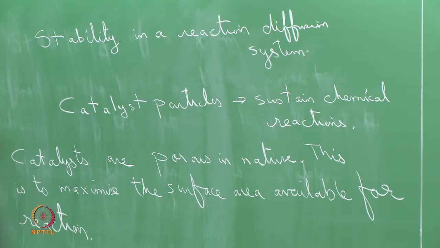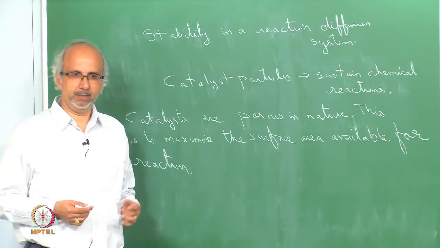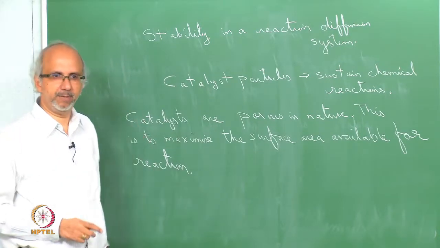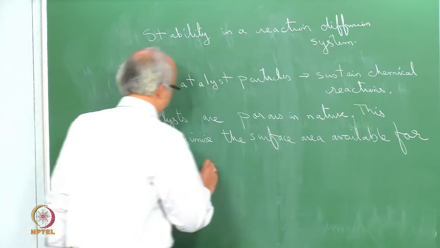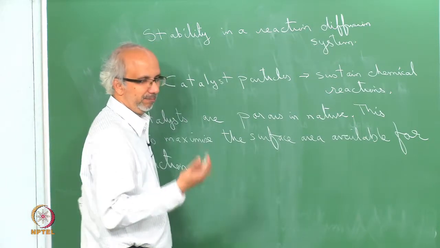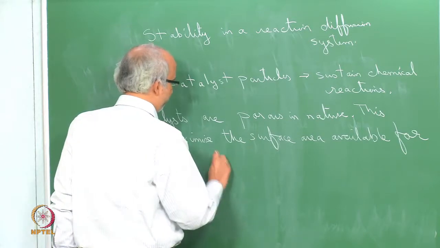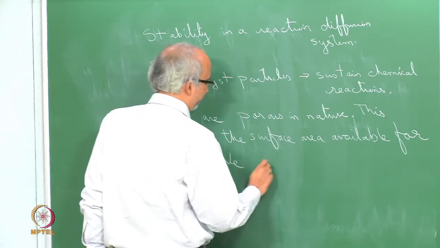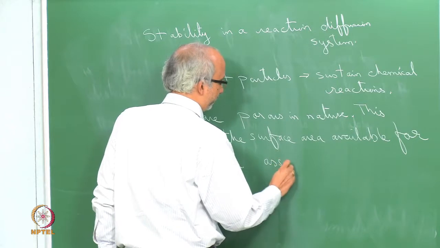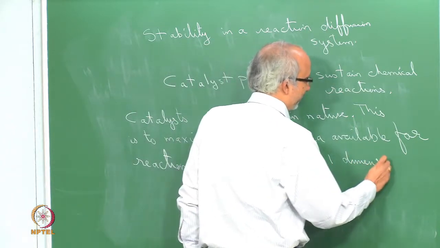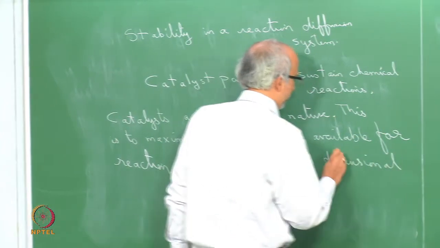We'll keep life simple, and rather than talk about a spherical particle, we'll just say that the particle is a rectangular slab. Just for the sake of working with Cartesian geometry, you can work with spherical coordinates. Assume a one-dimensional problem, because I just want to illustrate some ideas.